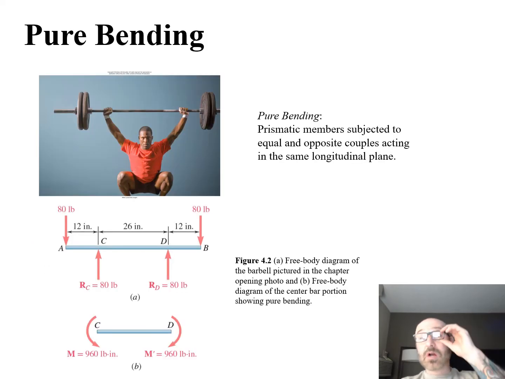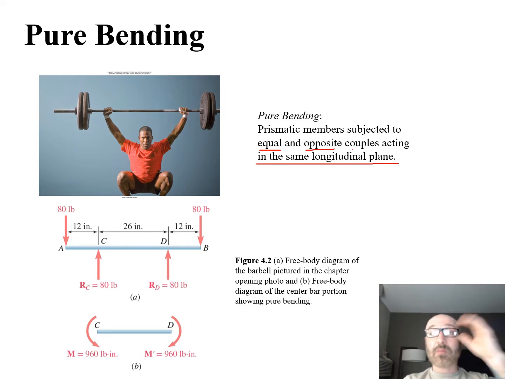So as we get started, we're going to take a look at pure bending. What is pure bending as we jump into Chapter 4 in our textbook? Well, pure bending is prismatic members subjected to equal and opposite couples acting in the same longitudinal plane. So we can see over here we have a diagram that we developed from an image.